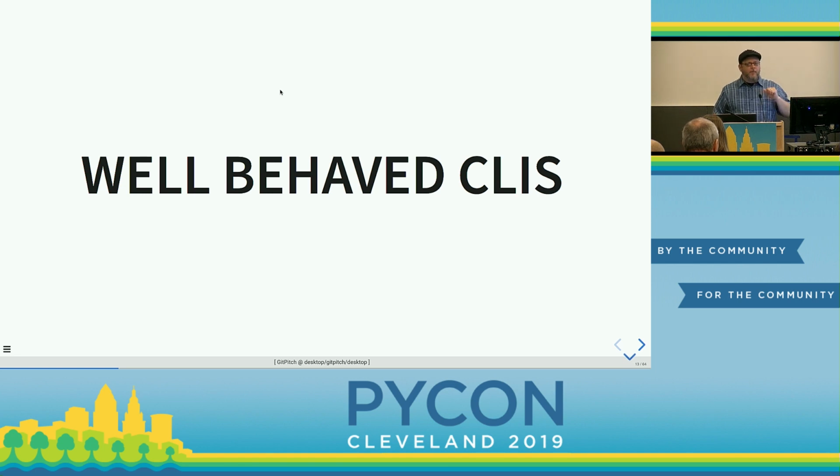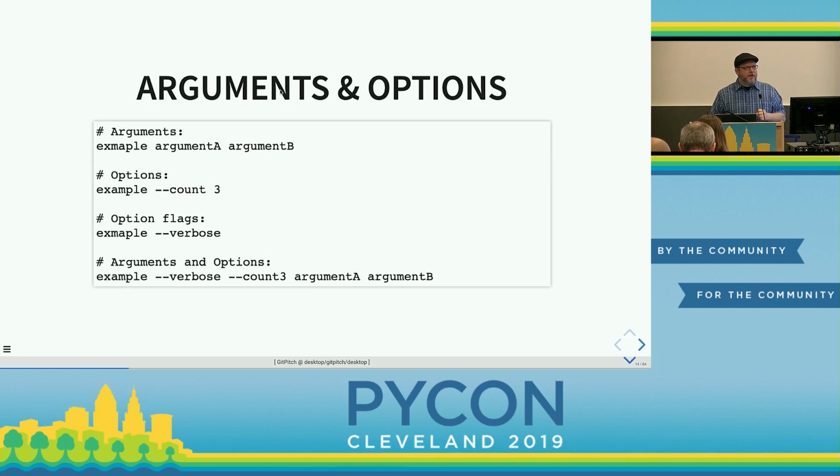Okay, so we're going to talk a little bit about what the interface to a well-behaved command line looks like, and then we'll get into the lessons in a couple minutes. So the applications that you're writing today are going to have arguments and options. Arguments are positional values that are passed to the application, and they're usually required. They can be just one, or in some cases you can accept an arbitrary number of arguments.